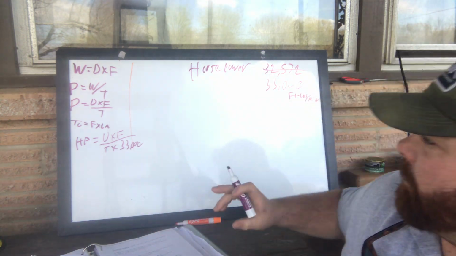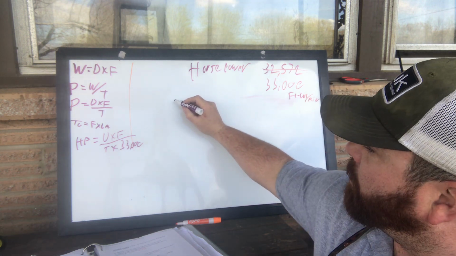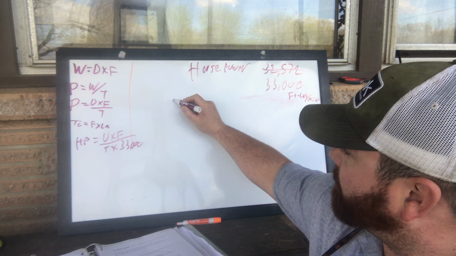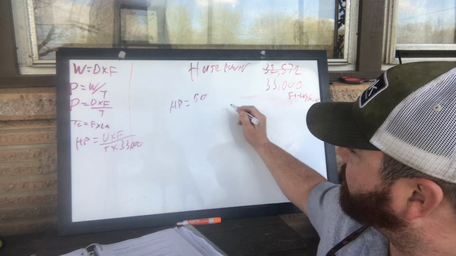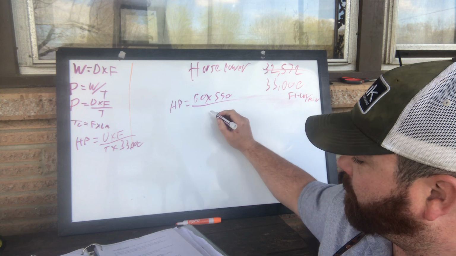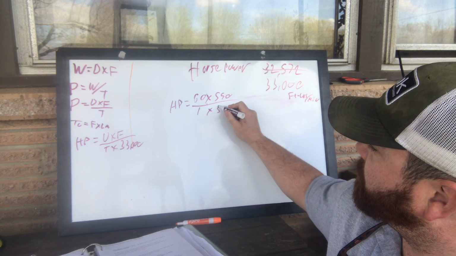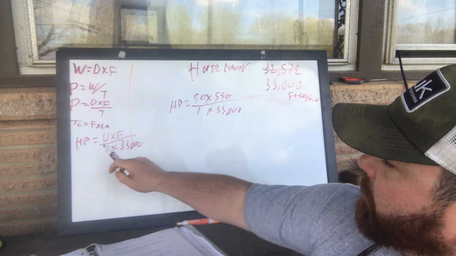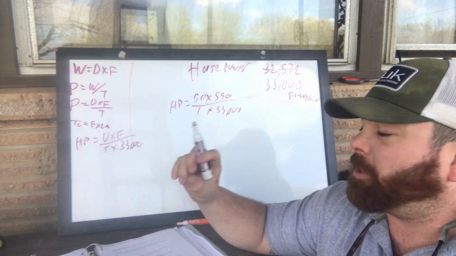So let's work out a problem with this. Let's make something up. Horsepower equals, we'll say, 60 times 550 divided by, say, 1 times 33,000. Okay, so what does this mean? D, this is 60, that is our distance. Now, let me just pause there before I get ahead of myself.